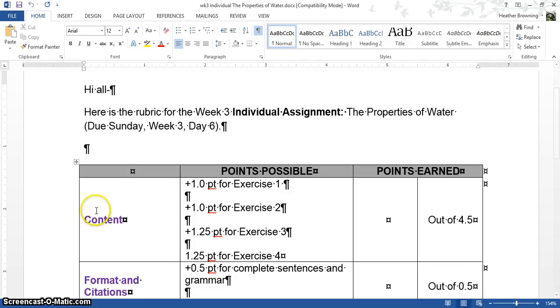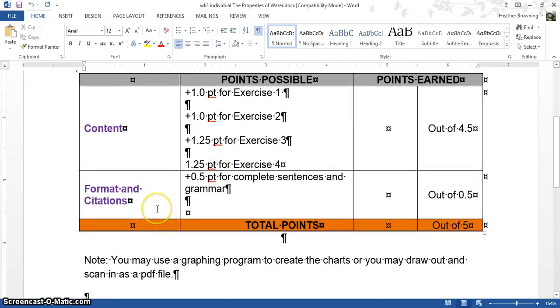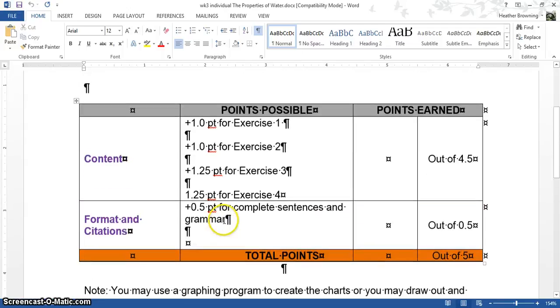Alright, so this is a standard rubric, as you can tell. It looks like exercise 3 and 4 are a bit heavier, so they're worth a little extra, and then it's half a point for format and citations. And again, you will probably have to do some pictures or something since it talks about that. Let's walk through the lab.